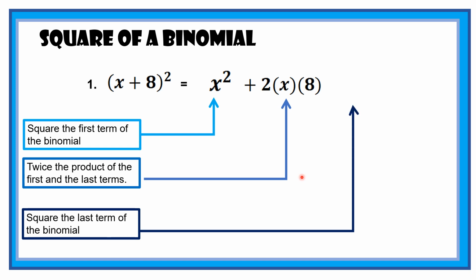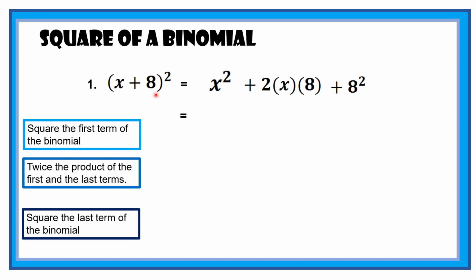Next step is square the last term of the binomial. So the last term is 8, so we will square the last term. So we have 8 squared. So we will now simplify.